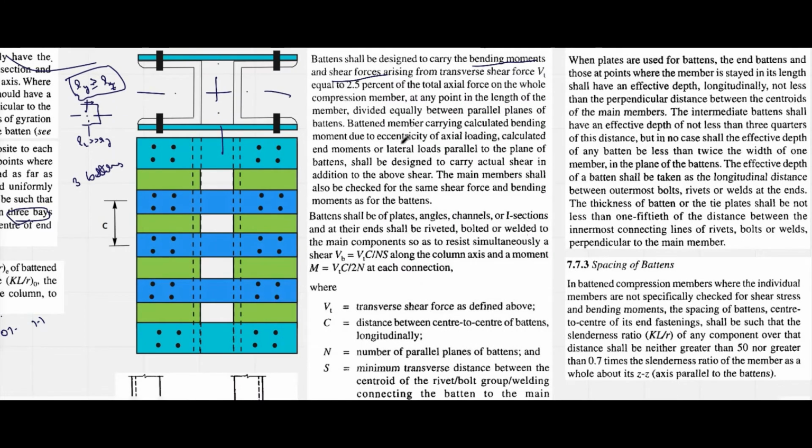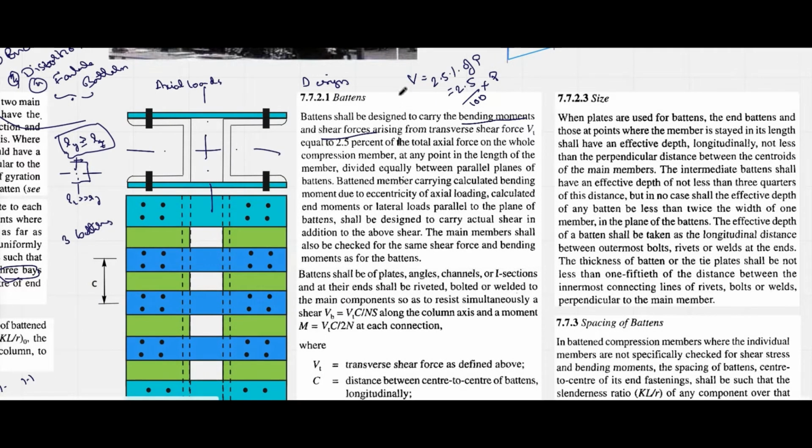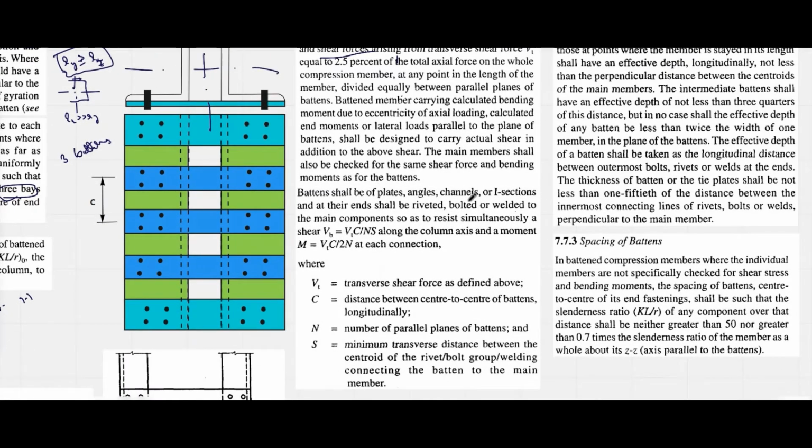One more thing: batten members carrying the load along with the bending moment due to eccentricity of axial loading, calculated moments or lateral loads parallel to the plane of the batten, shall be designed to carry the actual shear in addition to the above shear. So whenever there is some eccentricity, we need to consider two shears. And one more important thing: the battens shall be of plates, angles, channels or I sections, and at the ends shall be riveted, bolted or welded to the main component to resist simultaneously a shear of V, this is transverse shear, let us take this as VT.